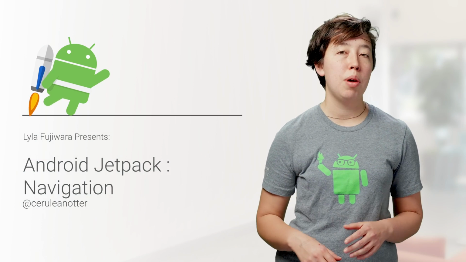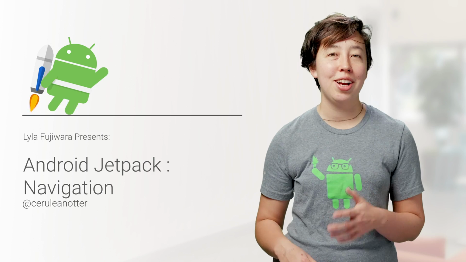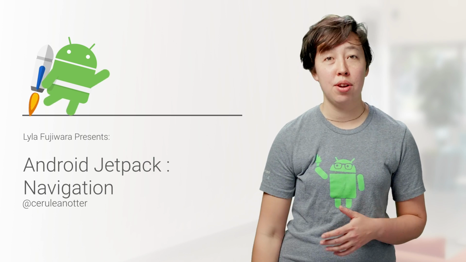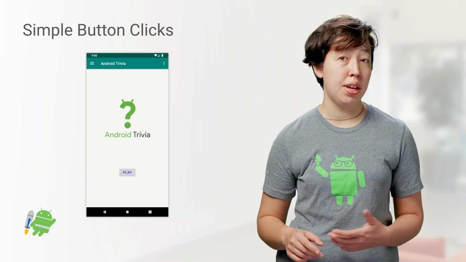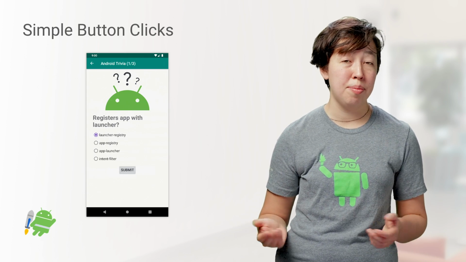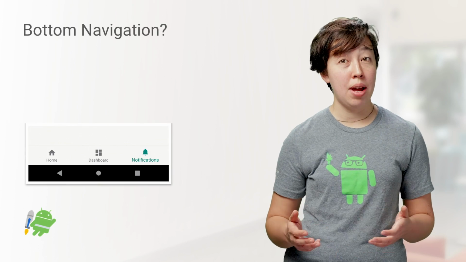Navigating around an app, by which I mean moving from one screen to another, is an absolutely fundamental part of Android development. Historically, you'd do this using intents or fragment transactions, which in simple cases, like clicking a button, was easy enough. But what if you wanted to do something just slightly more complex? For example, hooking up a common pattern like bottom navigation.